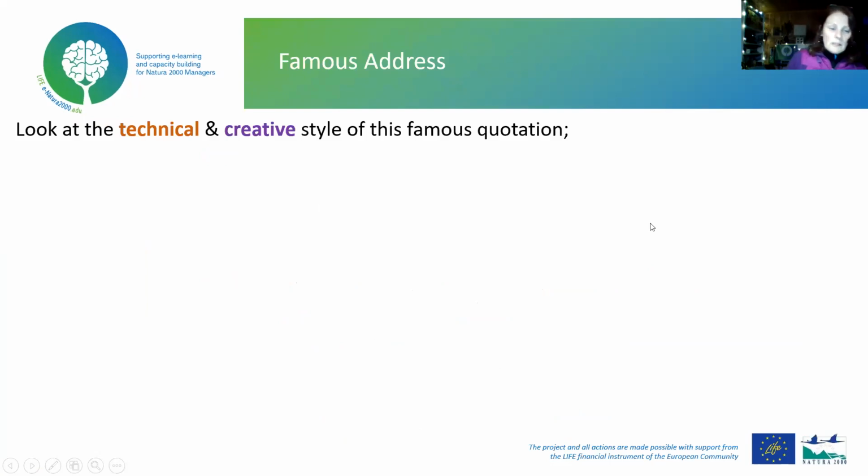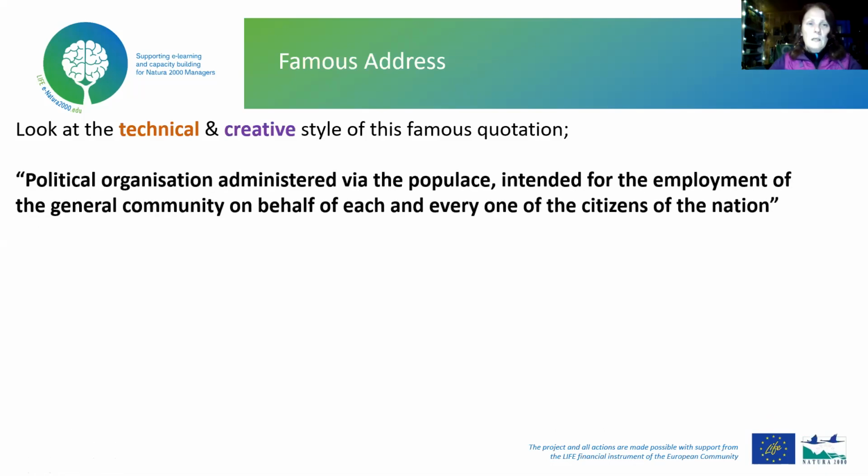So we just want to again cover a little bit about the difference between technical and creative writing. I'd like to take a look at this very, very famous, world famous quotation here. And this would be that quotation written in a technical style. A political organisation administered via the populace, intended for the employment of the general community on behalf of each and every one of the citizens of the nation. Does anybody know what I'm talking about? No, it's quite dense. It has a big long sentence in it. It's quite technically written.